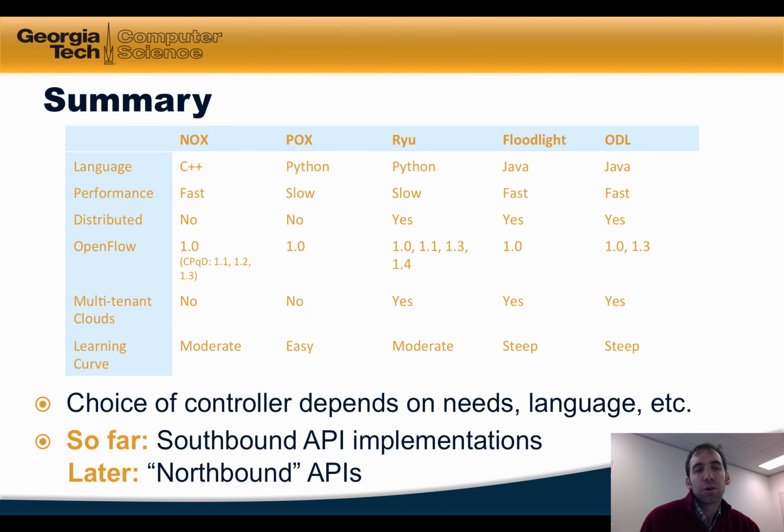In summary, there are a lot of different controllers, and your choice of controller may depend on your needs, your language, and so forth. Thus far, we've focused mainly on the controller's support for different southbound API implementations, such as different versions of OpenFlow. However, it's worth noting that southbound APIs are becoming much broader than just OpenFlow, and we'll talk about that more in the next lesson when we talk about OpenDaylight, which supports a much broader range of southbound APIs. Later in the course, we'll talk about various controllers' emerging support for different kinds of northbound APIs, or policy layers that sit on top of these controllers.